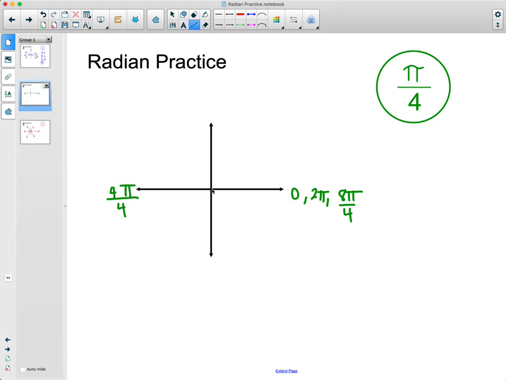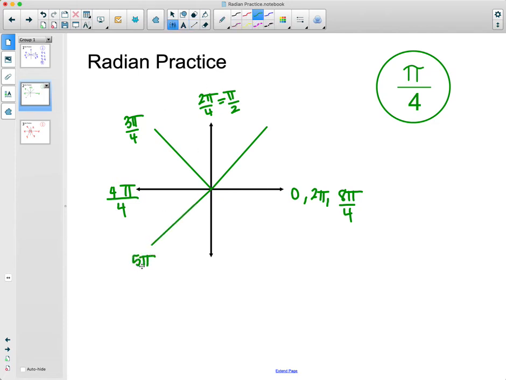Okay, so you've got pi over 4, 2 pi over 4. Okay, so if you had 2 pi over 4, that simplifies to pi over 2. Okay, and then you've got another pi over 4 here. That's 3 pi over 4. 4 pi over 4. So this one is going to be 5 pi over 4. 6 pi over 4, which is 3 pi over 2. Okay, so we generally write it like that.